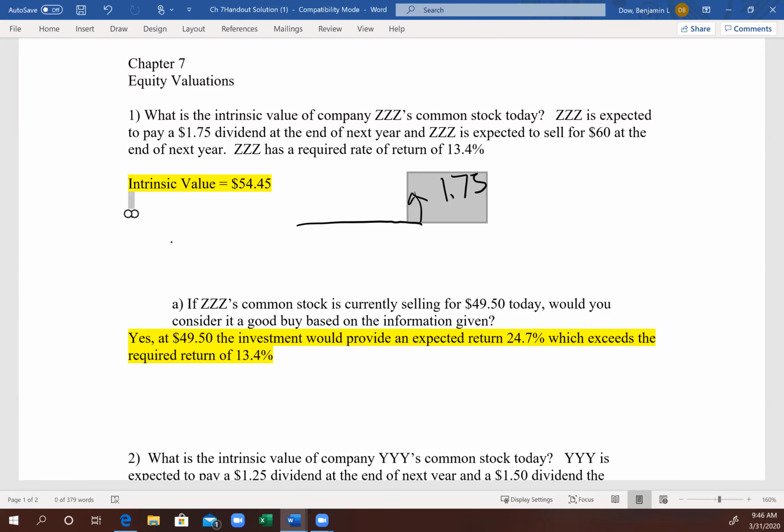All right, $1.75 in dividends 1 year from now, and is also expected to sell for $60 1 year from now. Okay. So if you have a required rate of return of 13.4%, the question is, how much should you pay today so that you can earn 13.4% if you're expecting to get back $61.75? So in this case, the intrinsic value is just the present value of the dividend and the horizon value.